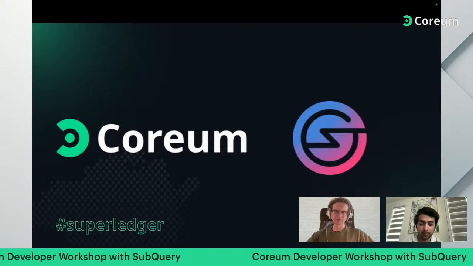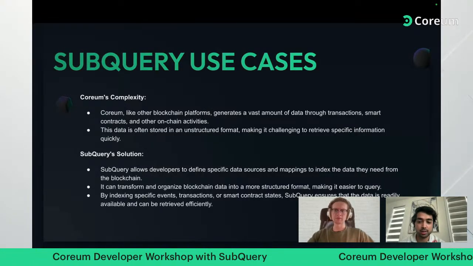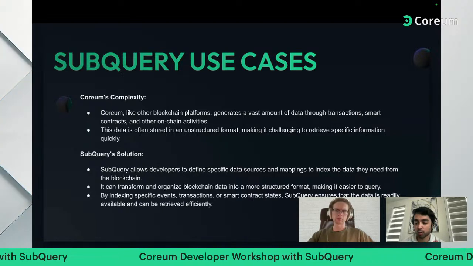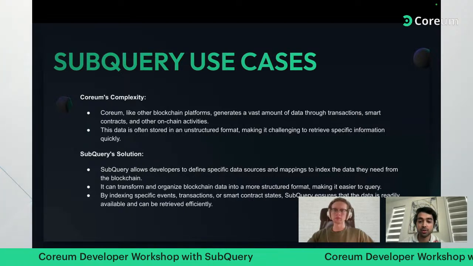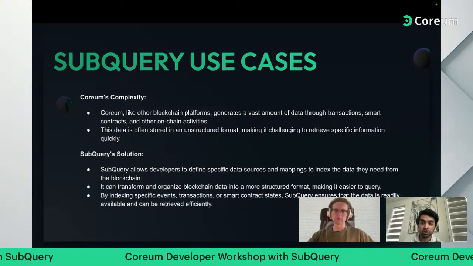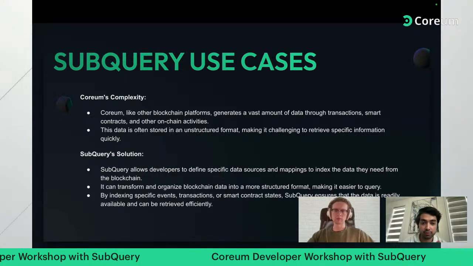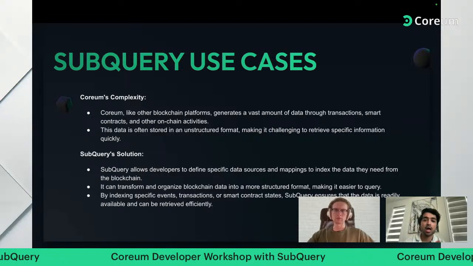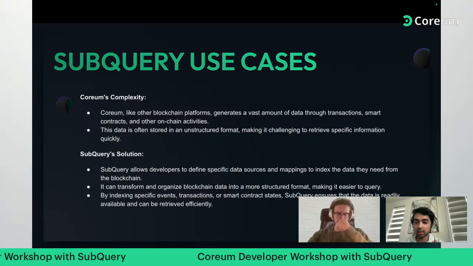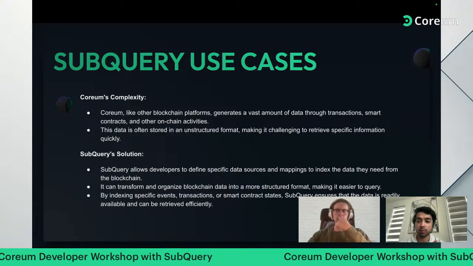All right, guys. So let's talk about what is SubQuery, right? SubQuery actually allows developers to define specific data sources and also maps to index the data they need from the blockchain. As you know, the Coreum blockchain and other blockchain platforms generate a vast amount of data through transactions, smart contracts, and other on-chain activities. And usually the data is really unstructured and makes it really challenging to retrieve specific information.